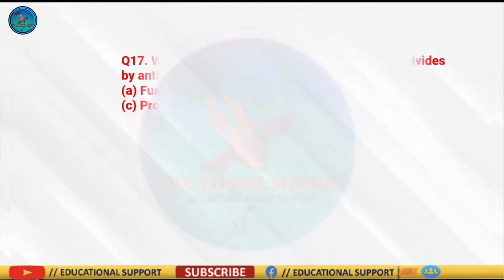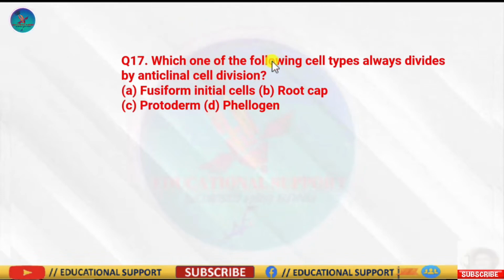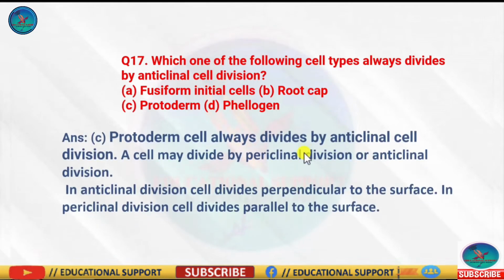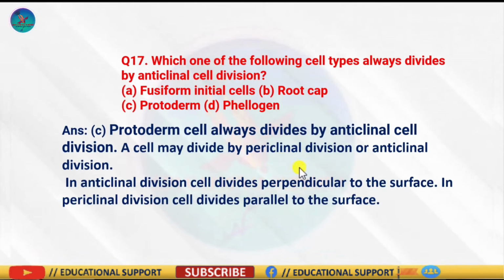Question number 17 is, which of the following cell types always divides by anticlinal cell division? Fusiform initial cells, root cap, protoderm, phloem. A cell may divide by periclinal divisions or anticlinal divisions. In anticlinal division, the cell basically divides perpendicular to the surface and it increases the number of cells, but the number of layers or rows remains constant.